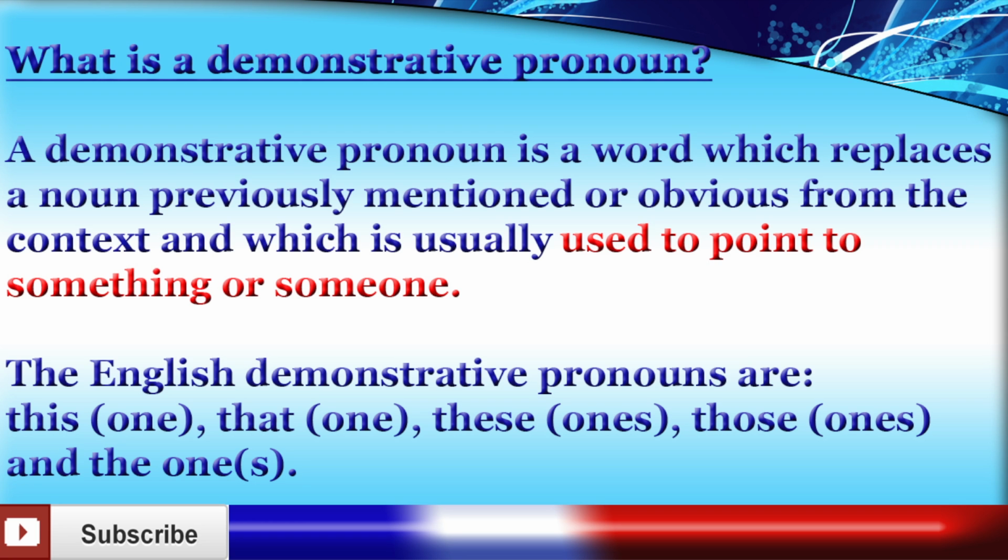A demonstrative pronoun is a word which replaces a noun previously mentioned or obvious from the context, and which is usually used to point to something or someone. So just to make sure you understand what demonstrative pronouns are, this one, that one, these ones, those ones, the one and the ones are all English demonstrative pronouns.